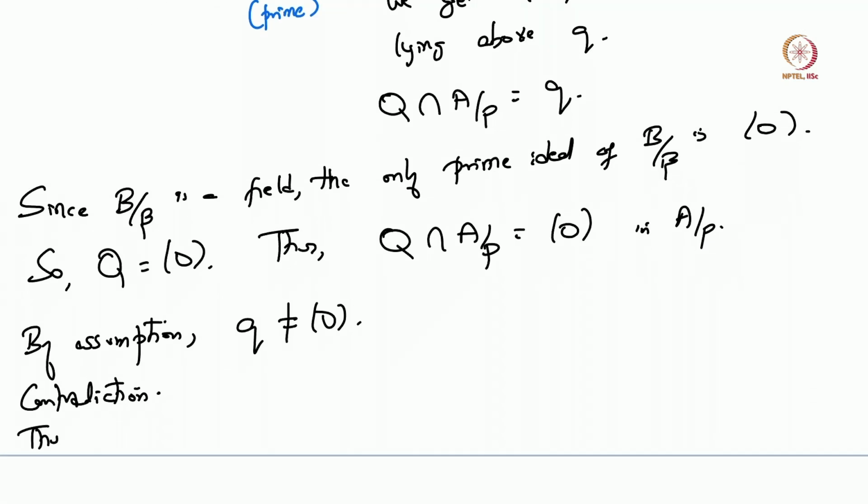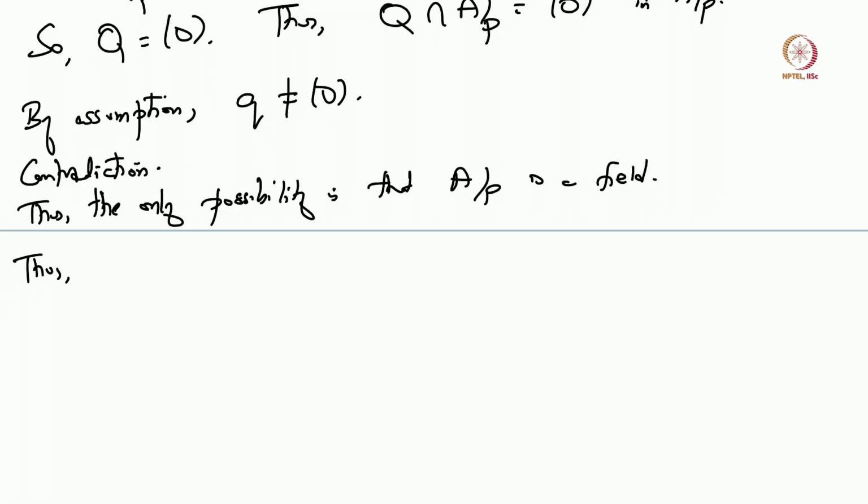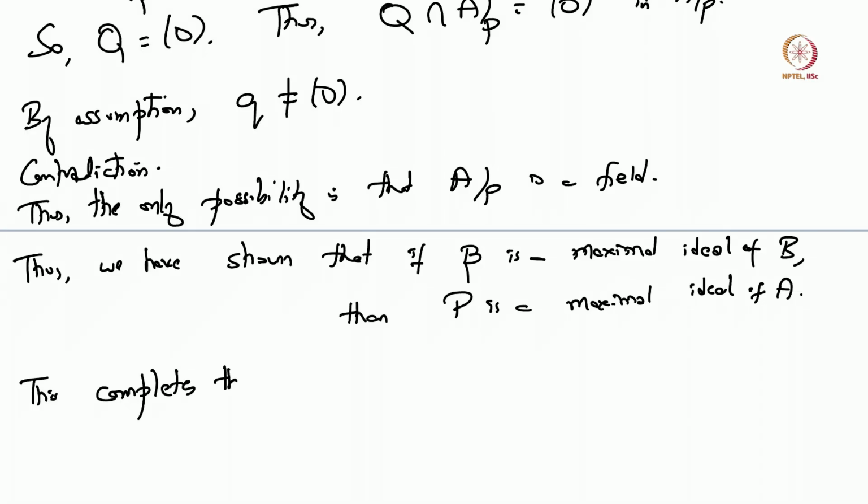So thus the only possibility is that A over P is a field, and so thus we've shown that if beta is a maximal ideal of B, then P is a maximal ideal of A. Okay, and so we've shown both directions of the proposition, and so this completes the proof of the proposition.